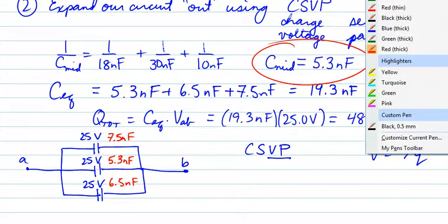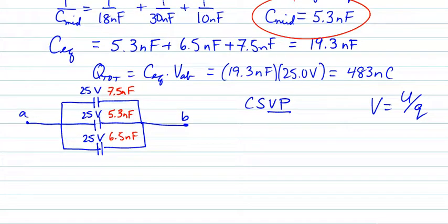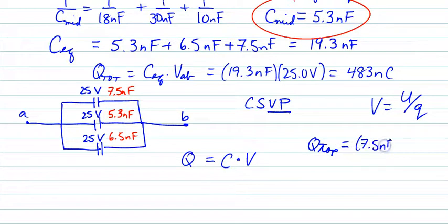And because we know the capacitance and we know the voltage, we can find the charge that flows through each branch, and it's not going to be the same. It turns out that the charge that flows through a branch is going to be the capacitance of that branch times the voltage. So we could say that Q that flows through the top is going to be 7.5 nanofarads times 25 volts, or 187.5 nanocoulombs.